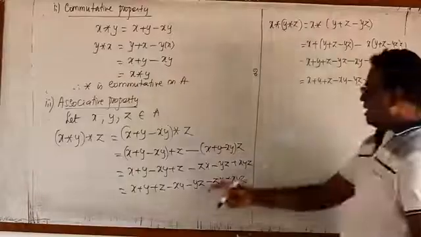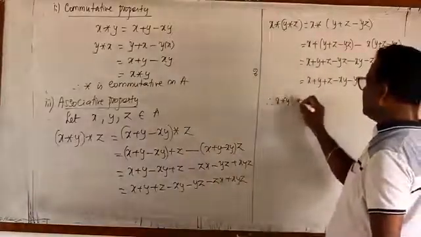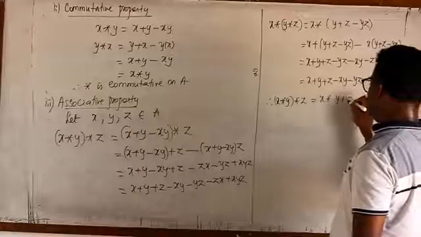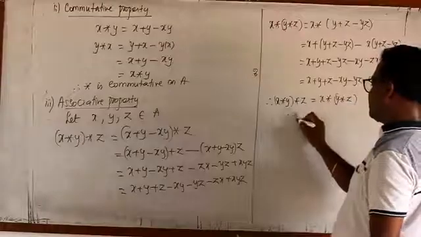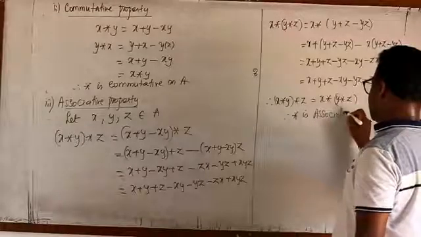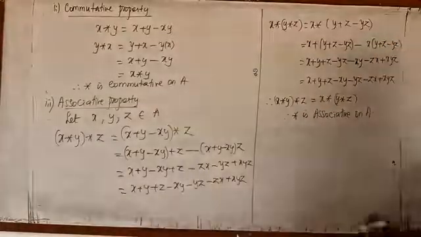Now see, are they equal? Therefore, (x star y) star z equal to x star (y star z). Therefore, star is associative on A. This is the associative property.